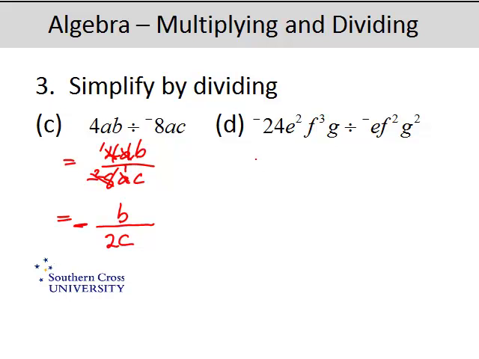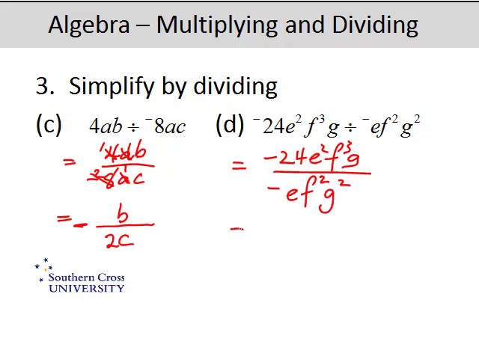With the next one, that in fraction form is minus 24 E squared F cubed G divided by negative E F squared G squared. Now, if it helps, remember you can put the number 1 in here so that it's minus 1 lot of E F squared G squared. So here you've got a negative divided by a negative makes a positive, so our answer is going to be positive.